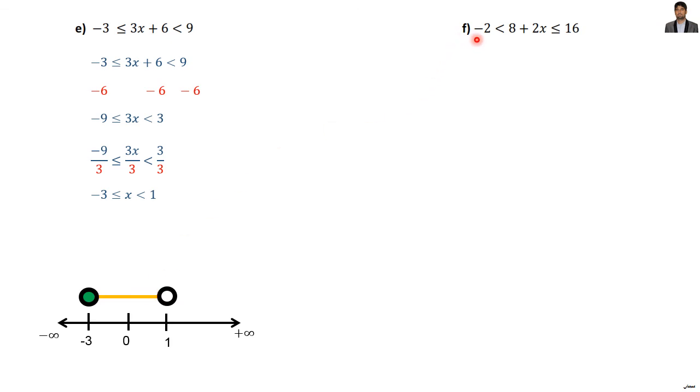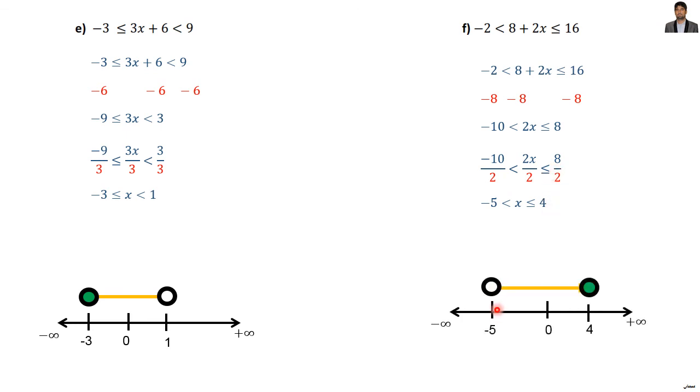Part F. Minus 2 is less than 8 plus 2x is less than or equal to 16. So again, the same way we did part D, we subtract 8 from left, right, and center. Simplify this, minus 2 minus 8. Minus 10 is less than 2x is less than or equal to 8. 2 is multiplying with x, so we divide by 2, by 2, by 2. Simplify this, we will get minus 10 over 2, minus 5, 2 by 2 cancelled, 8 by 2, 4.